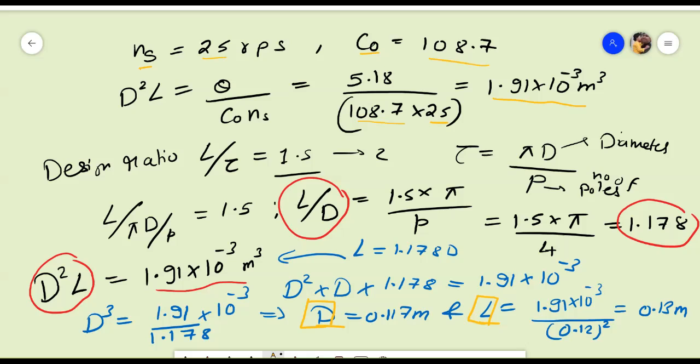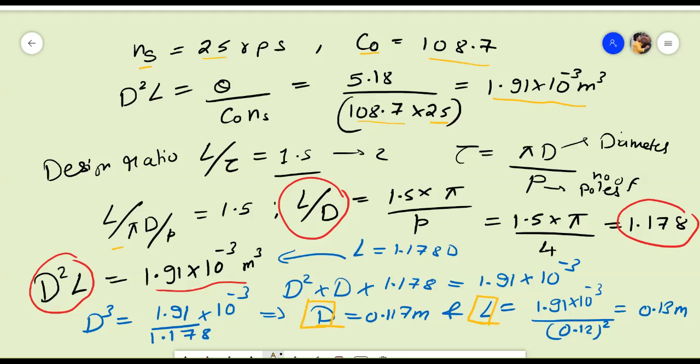So L by tau is equal to 1.5, and tau is given by pi D by P, where D is the diameter and P is the number of poles. Putting this value, we get L by pi D by P equal to 1.5, or L by D is equal to 1.5 times pi divided by P, that is 1.5 times pi divided by 4, where 4 is the number of poles. So we got L by D equal to 1.178. D square L is 1.91 into 10 raised to the power minus 3 meter cube. Using these two relations, D square L and L by D, we can get our values of L and D.